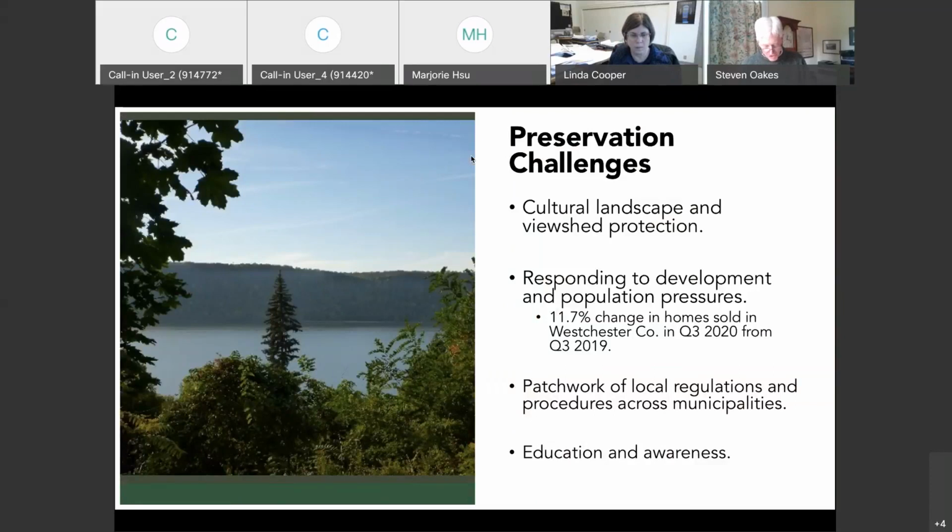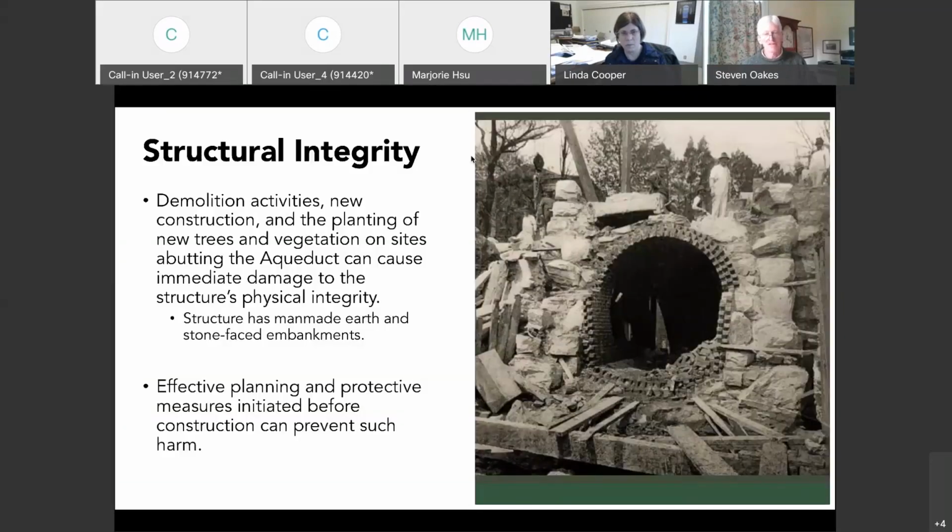There are structural issues with the aqueduct that can be affected by adjacent development. We've had blasting, where we've had to do seismic monitoring on the aqueduct. There's equipment that may need to cross it. For example, in Hastings now, the building of a park requires the crossing of the aqueduct by heavy equipment. There's a lot that needs to be done to keep on top of the actual structural integrity of the aqueduct.